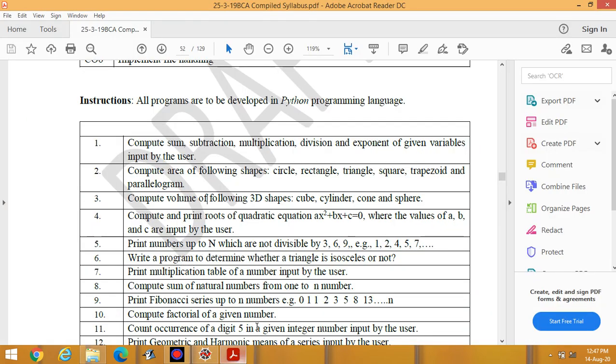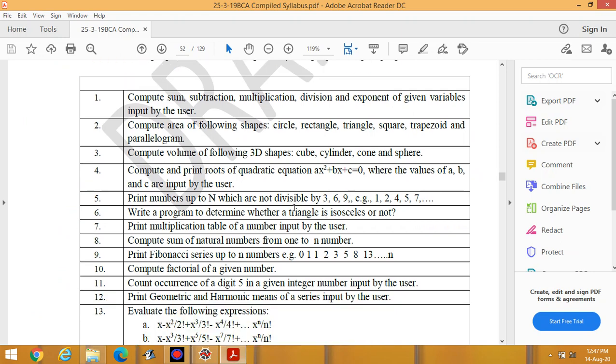And in the next lecture of your lab, I will explain the calculation of volume of 3D shapes: cube, cylinder, cone, and sphere. I request all of you, please go through the formulae. What is the formula for calculation of volume of cone, volume of cylinder, volume of cube, and volume of sphere, so that we can easily understand the concept of calculation of 3D shapes.